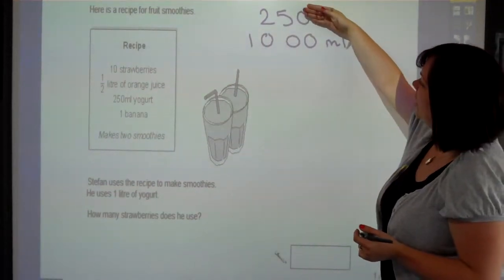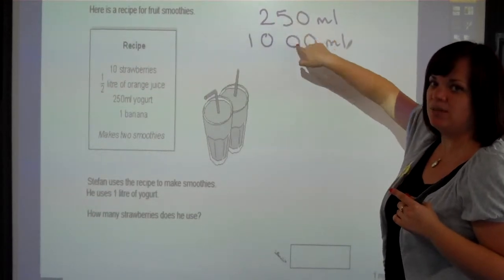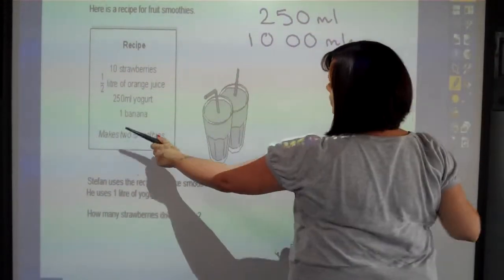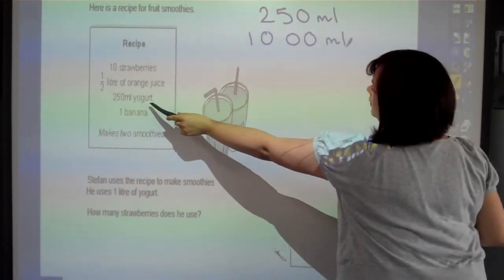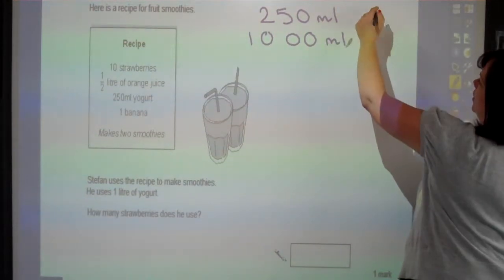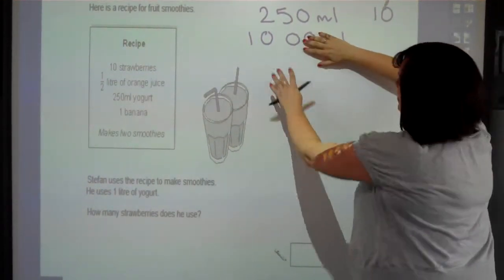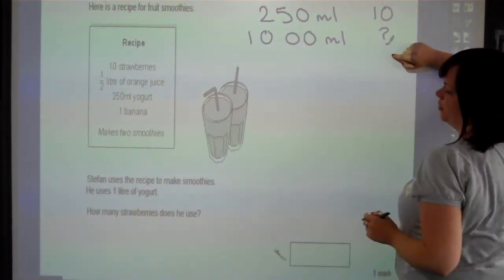So you have to work out what he has done to this number to get to this number, because this is what ratio is all about, making sure you can work that out. Because if we can work that out, we can then work out the strawberries. So we know for 250 millilitres of yoghurt, he uses 10 strawberries. Okay, he's actually used 1,000 millilitres, so we need to work out how many strawberries.